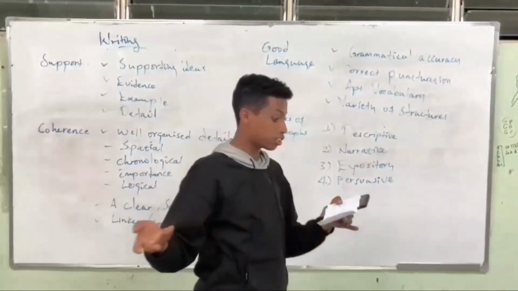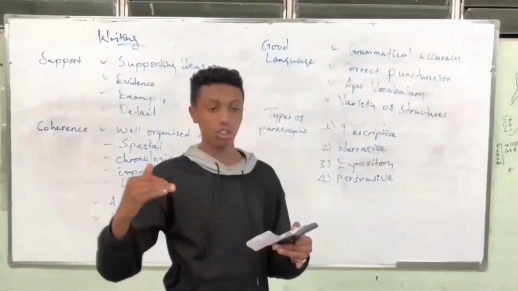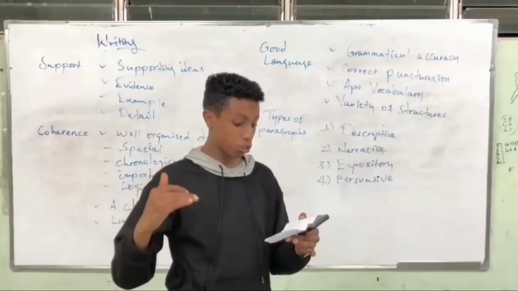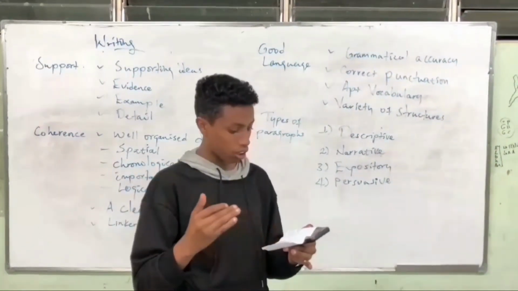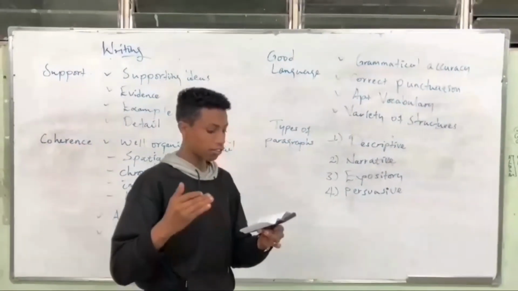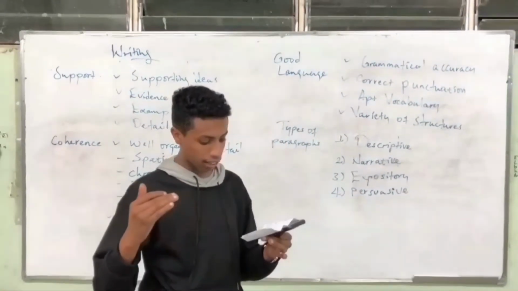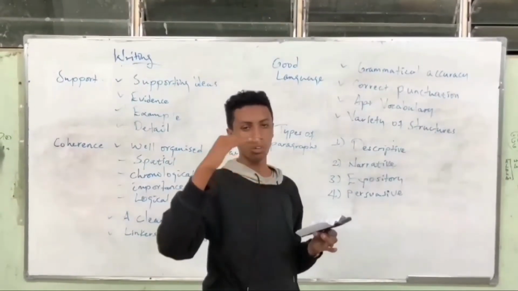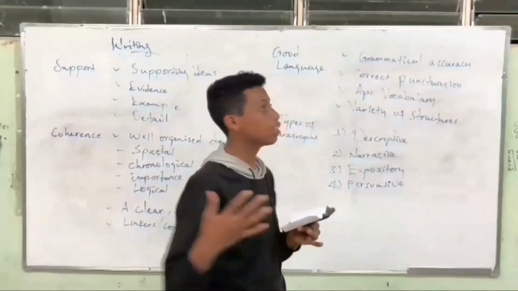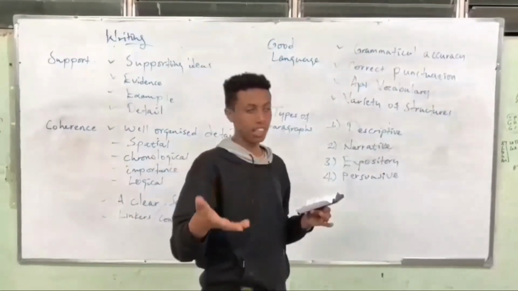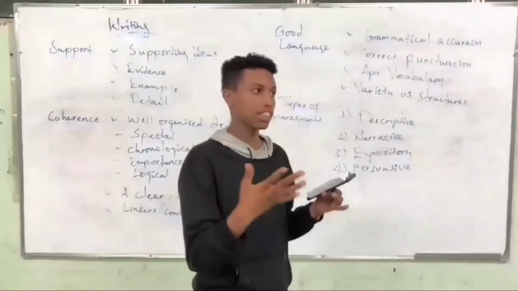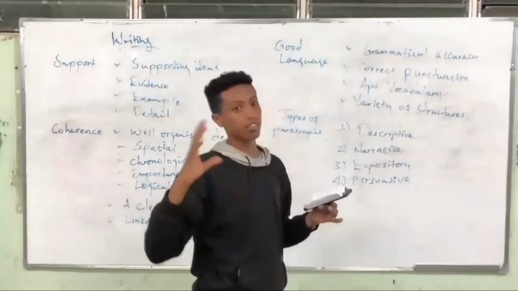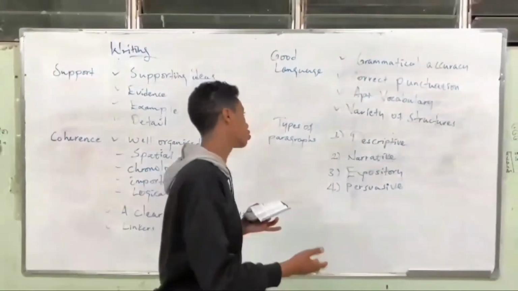Variety of structures. This means the structures shouldn't be repeated. A varied structure attracts the attention of the audience. When it has a varied structure, we gain the attention of the audience, because it's not repeated or the same structure. The variety of structure attracts the audience's attention.